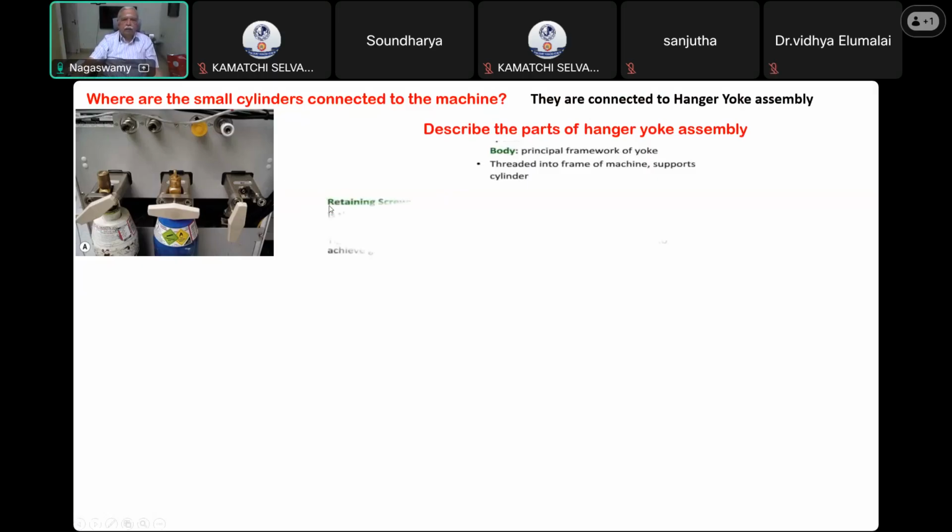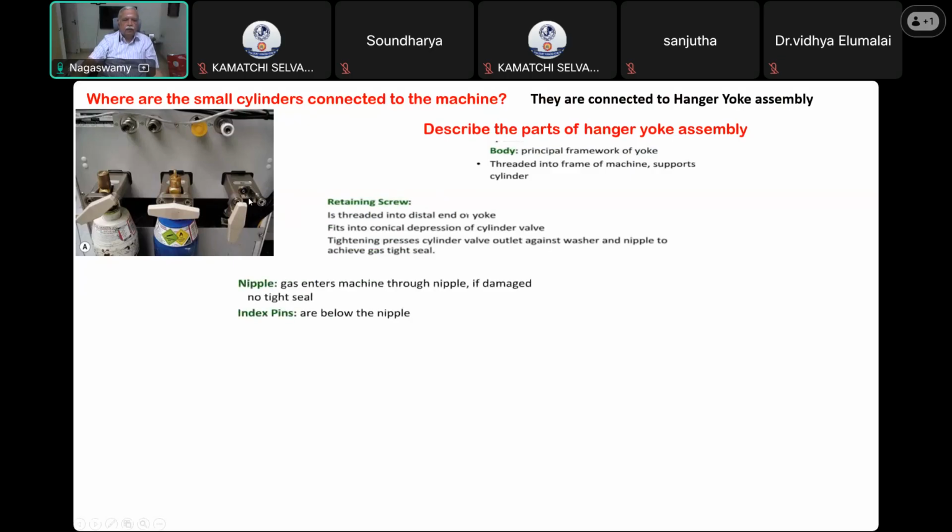The second portion is the retaining screw. This white portion which you see, there is a metal rod like thing. Here it has been lifted out, and this is the one which retains the cylinder to the machine. So this is called the retaining screw.